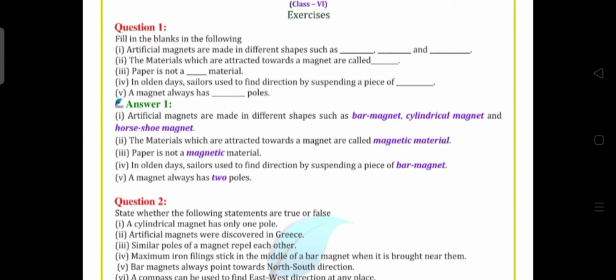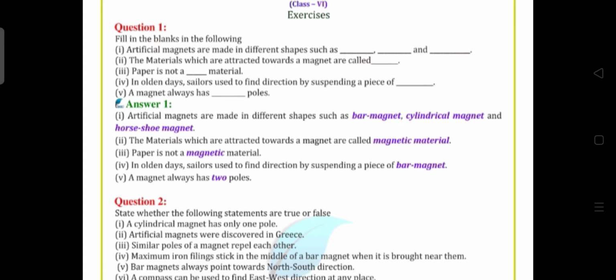Okay, so first one, artificial magnets are made in different shapes such as dash and dash. So which are the different artificial magnets that we have made, considering the shapes? Yes, bar magnet, cylindrical magnet, horseshoe magnet. So these are the different artificial magnets. Now we can move to the second one.